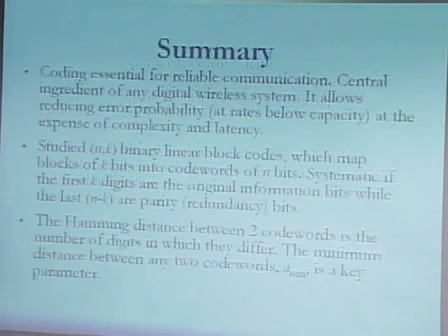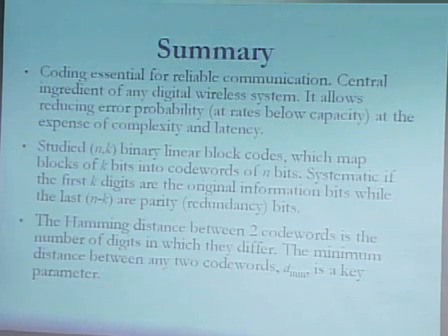Okay, so that's it. Let me just go through the summary, and you guys are out of here. So we've seen binary block codes, which map blocks of k bits into code words of n bits. Systematic, if the first k bits are the original information bits, while the last n minus k bits are parity bits, or otherwise non-systematic if all the bits are different. The distance between two code words is the number of digits in which they differ. The minimum distance between two code words in the same code is called dmin, which is a key parameter.